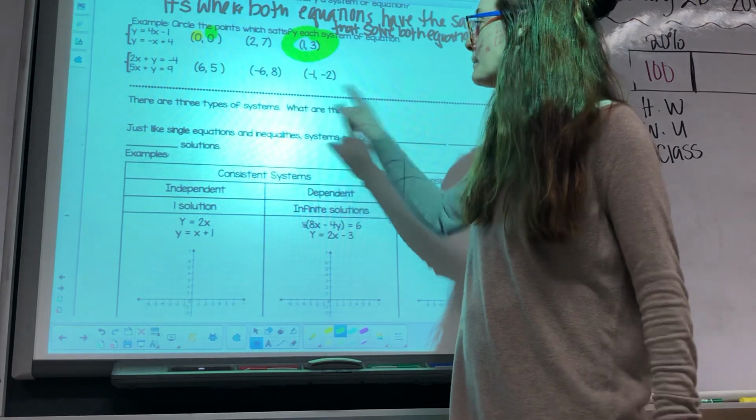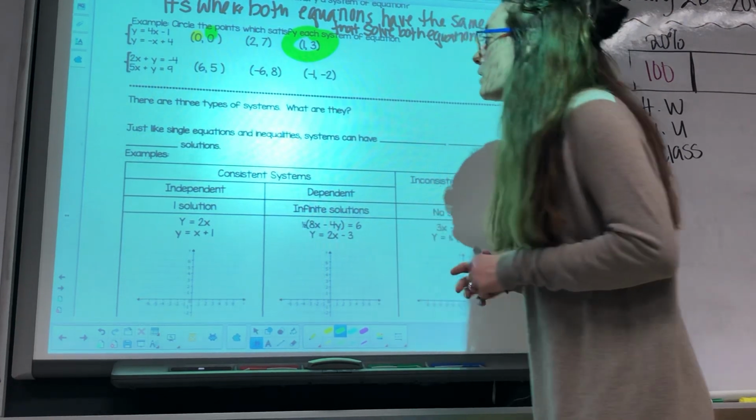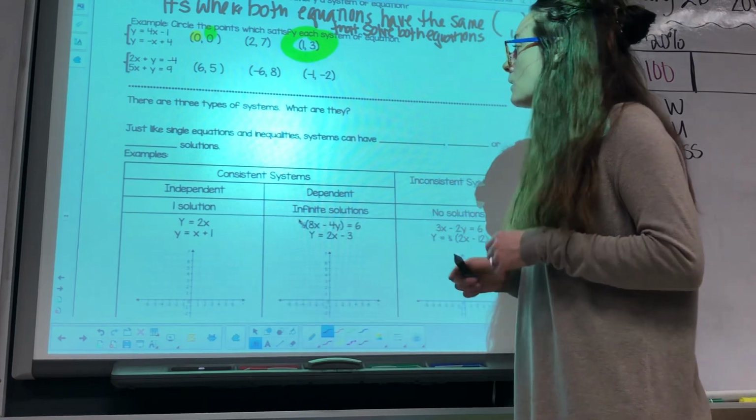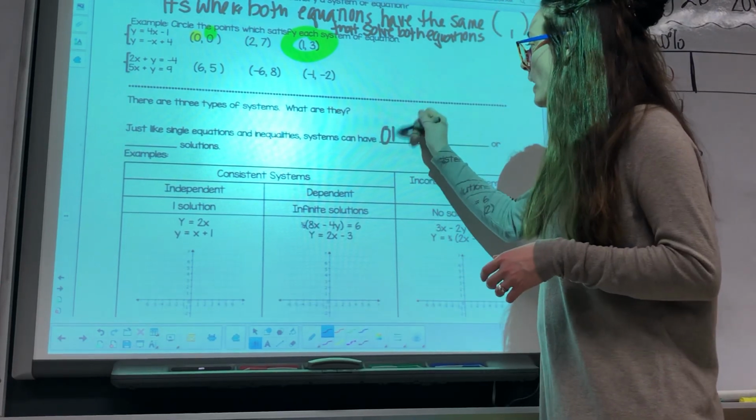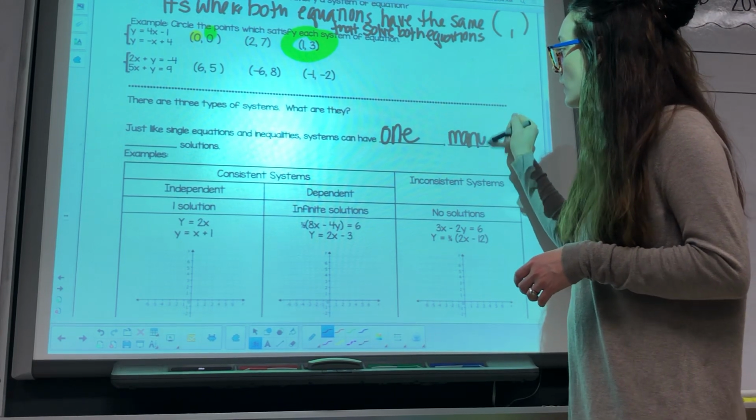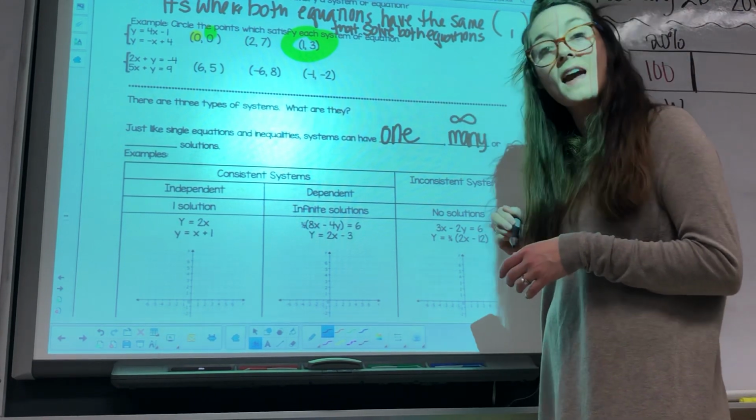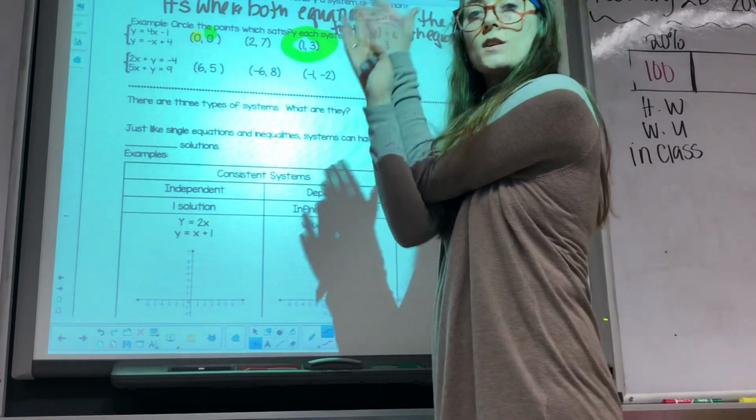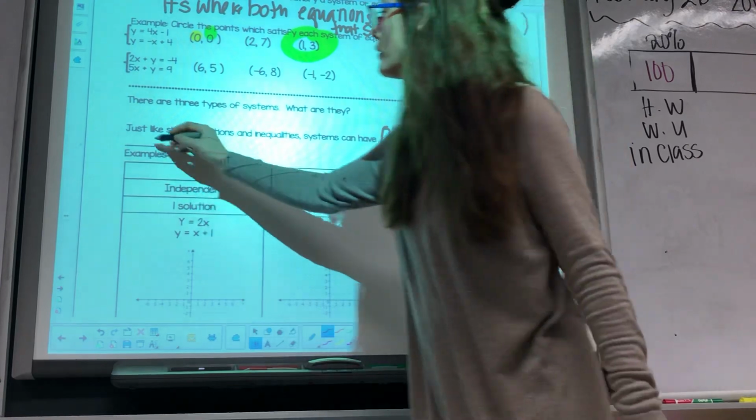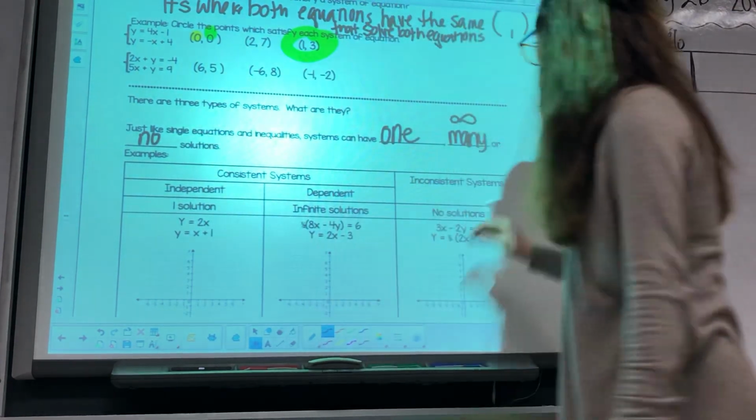Okay, so there are three types of systems. What are they? Just like single equations and inequalities, systems can have one, many, and we sometimes write that as saying that they have infinite, and that's when you actually are graphing the same line. They are infinitely touching, or no solutions.